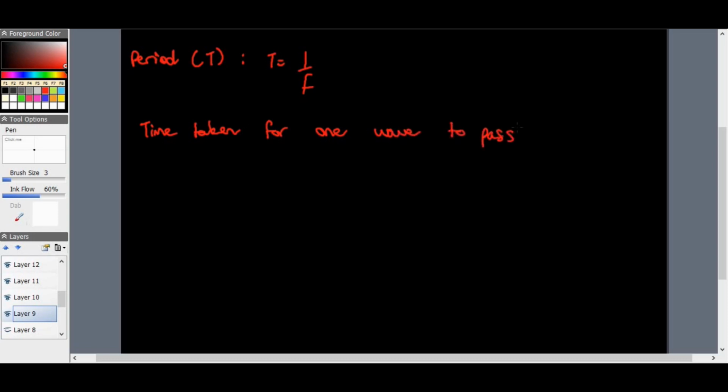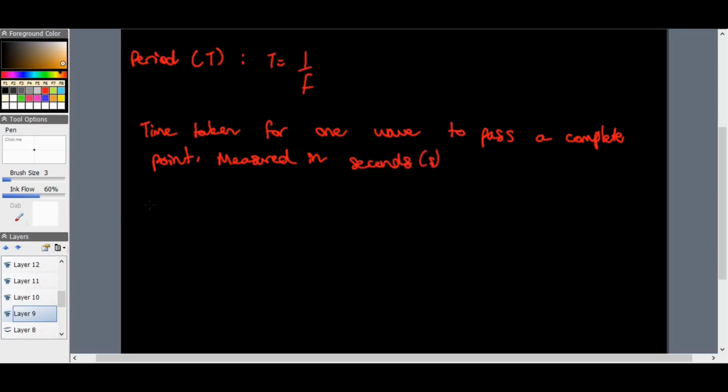It's the time taken for one wave to pass a complete point. Another way of saying that is the time taken for one wave to complete itself. So it's the time taken for a single complete wave to pass a fixed point. And we measure it in seconds. So let's add that in here. It's measured in seconds, of course, just a little s.